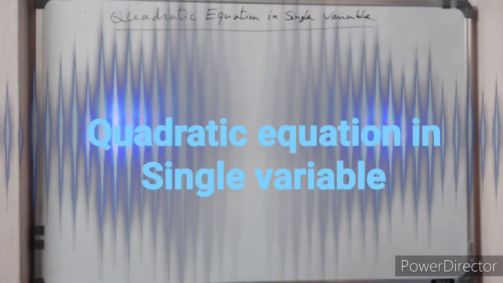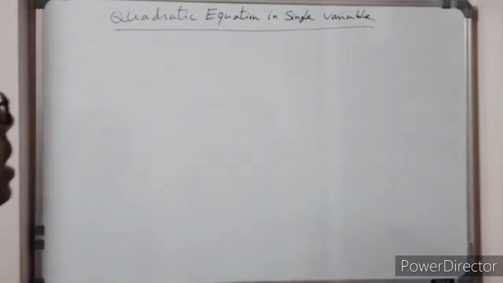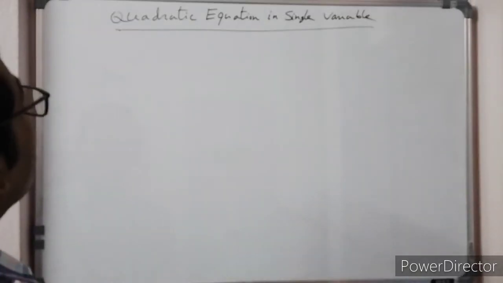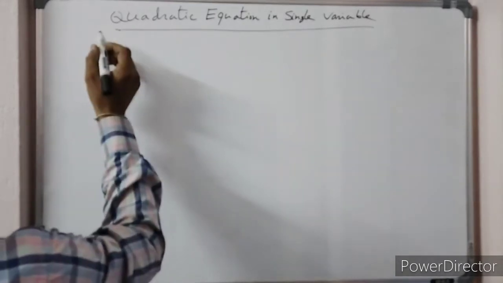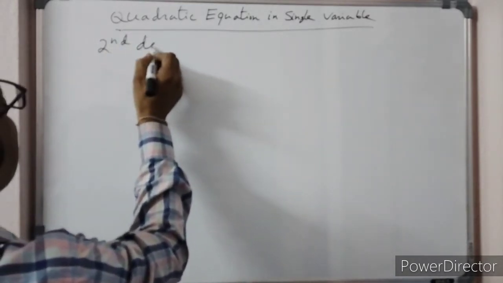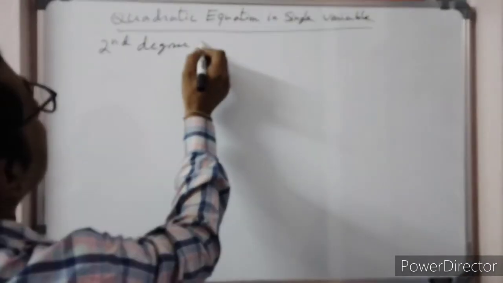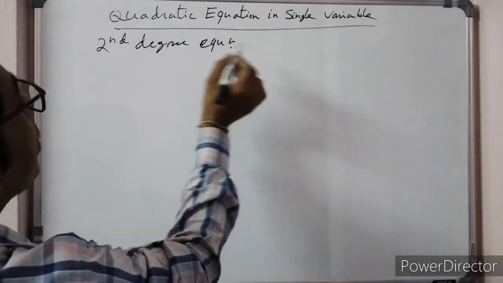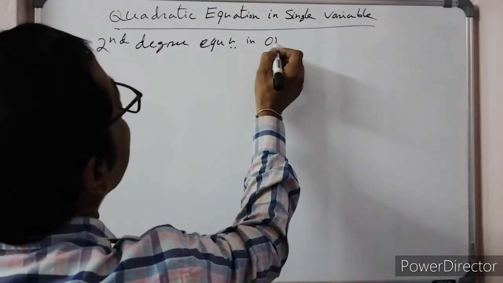Today, our topic is quadratic equation in single variable. Sometimes it is called second degree equation. Quadratic means second degree equation in one variable.